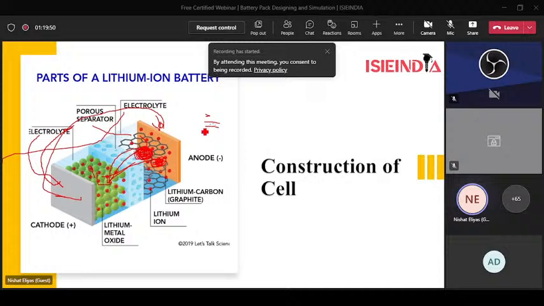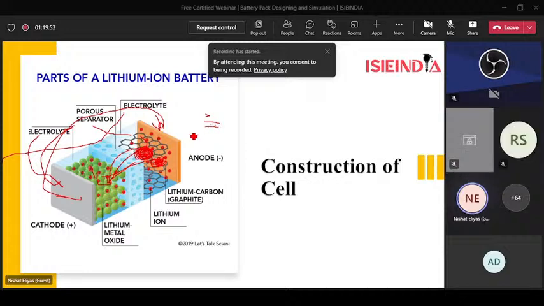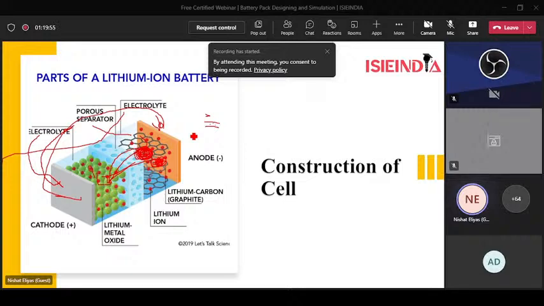The lithium gets trapped here, and the reduction occurs here. What happens when you put a load on the cell? Then these lithium ions which are trapped here go again to this side of the cell, from the anode to the cathode, and the charge on the external side also goes from the anode to the cathode again. I hope this is clear to you.